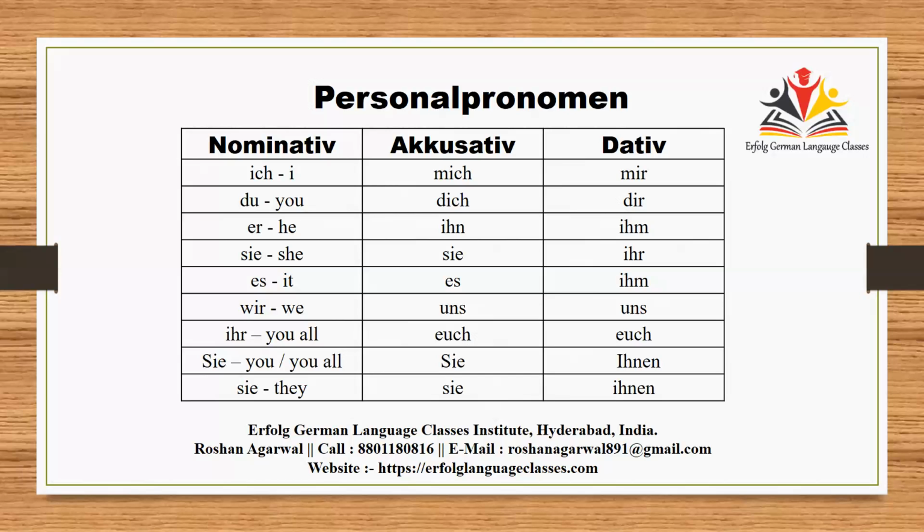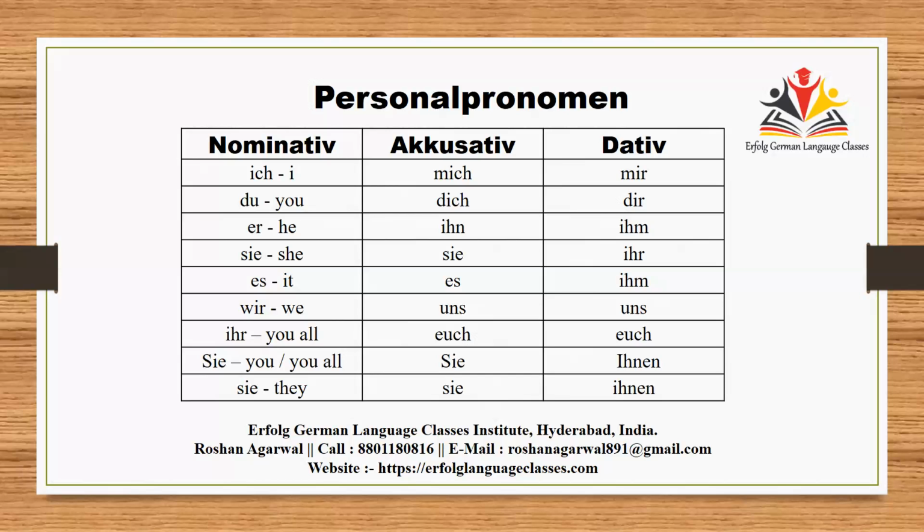Now we'll see personal pronomen im Akkusativ. Mich, dich, ihn, sie, es, uns, euch, Sie and sie.